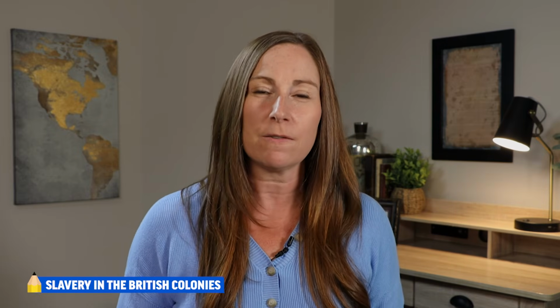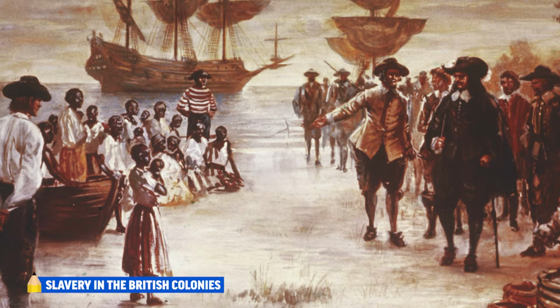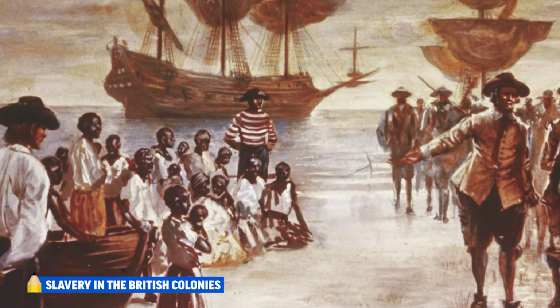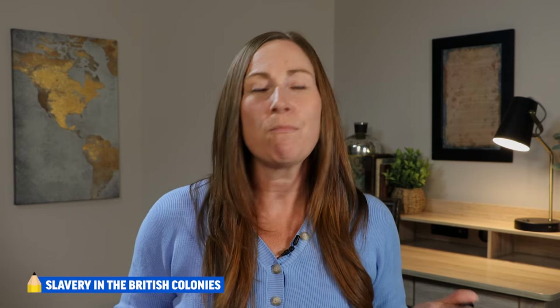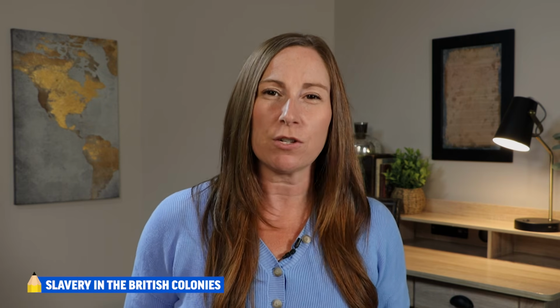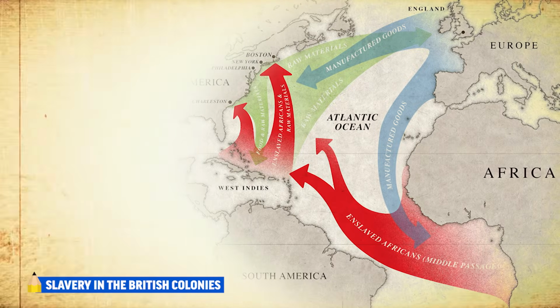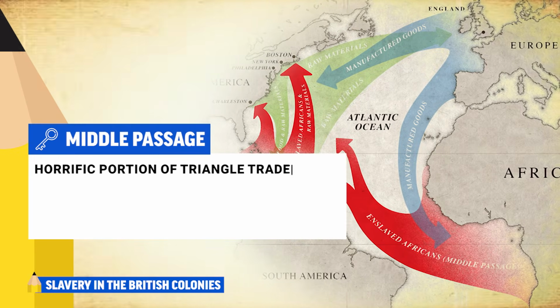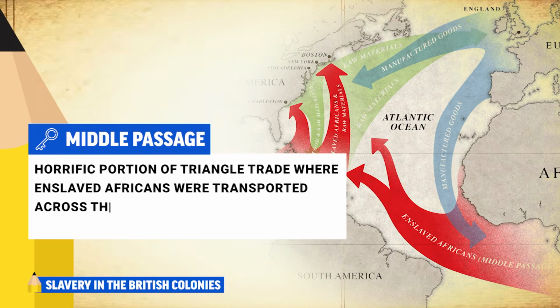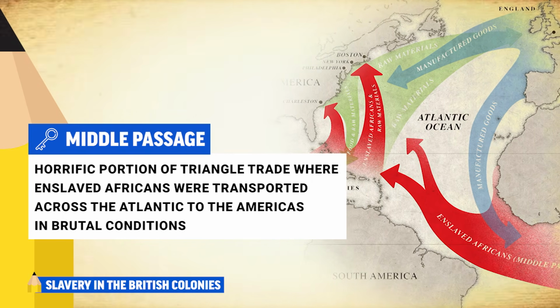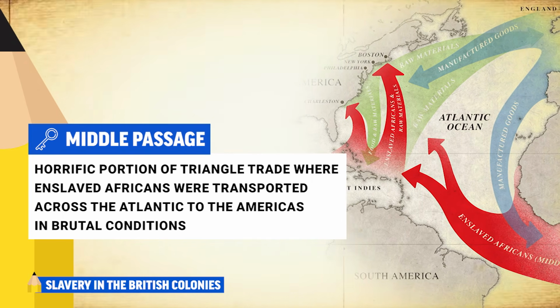In 1619, a Dutch ship carrying 20 African servants arrived on the coast of Virginia. This marked the beginning of the importation of enslaved Africans to the Americas. Most of these laborers arrived on a horrific journey known as the Middle Passage. This was the portion of the triangular trade where the enslaved were transported to the Americas in brutal conditions across the Atlantic. Between 10 to 20% of those who were forced on the Middle Passage lost their lives.